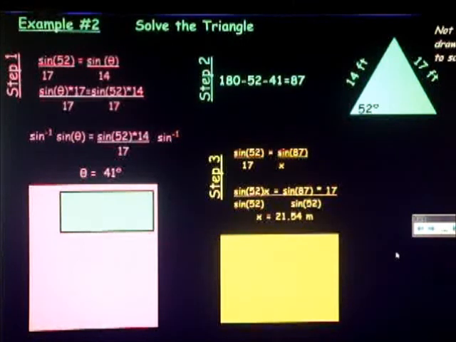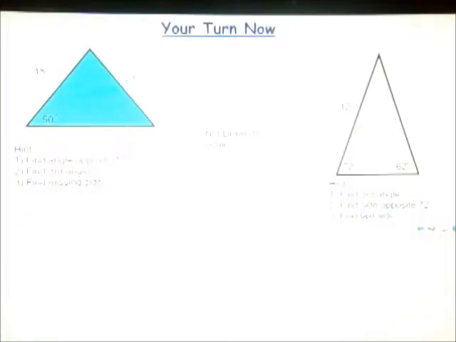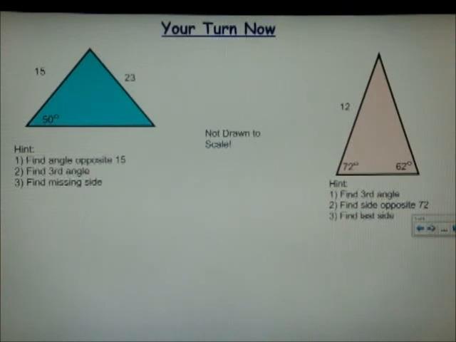To sum up before we go to your turn now, for the law of sines, you're always going to know 3 pieces of the triangle, and you're going to find the other 3 pieces. Because the law of sines is a little bit more difficult than what we've done before, I do know that I will take some time to review this in class. Now we're going to get to our turn.